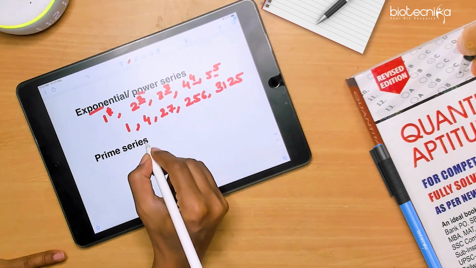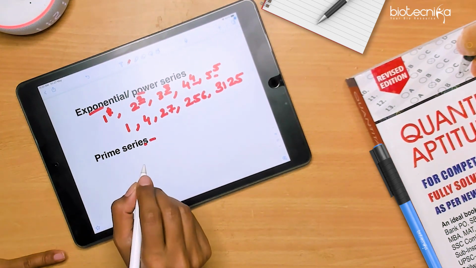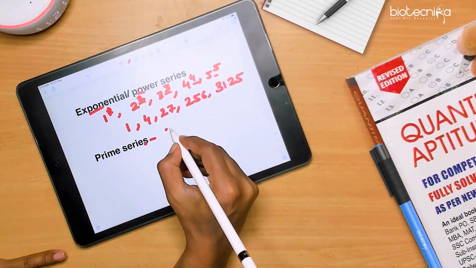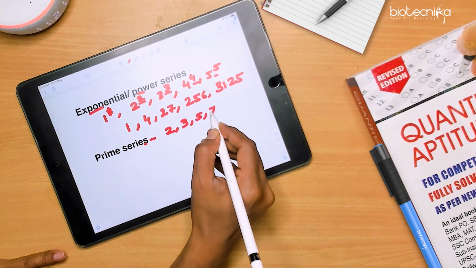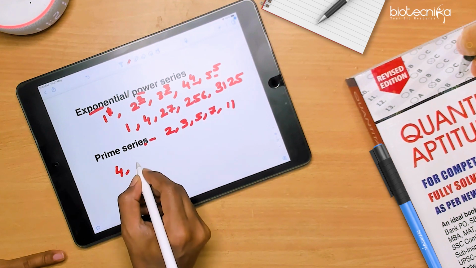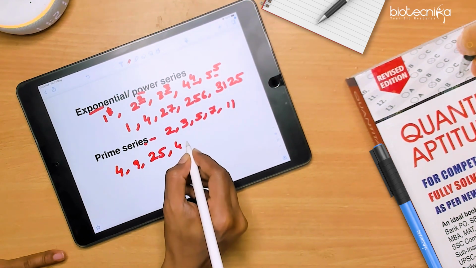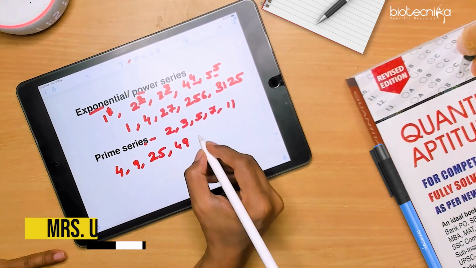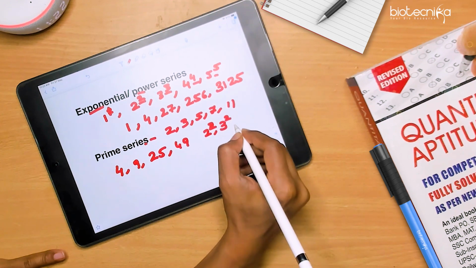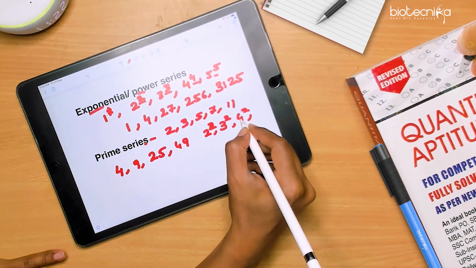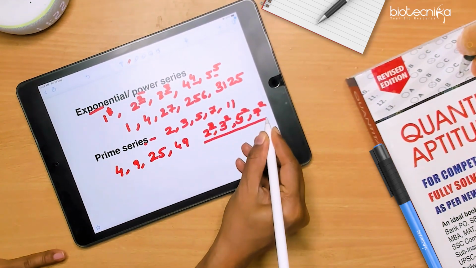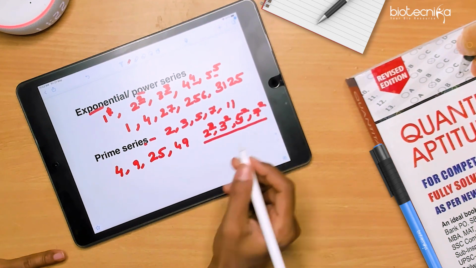Okay. Next is the prime number series. So we know a prime number is divisible by 2 factors, either 1 or by itself. So we have the prime numbers like 2, 3, 5, 7, 11, like that. So what you can get is 4, 9, 25, 49. So how is it going? It is by the prime numbers, right? So you have 2 square, you have 3 square, you have 5 square, you have 7 square. This is also called a perfect square series, because all the numbers are getting squared over here.